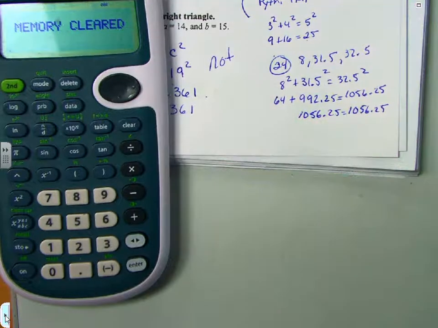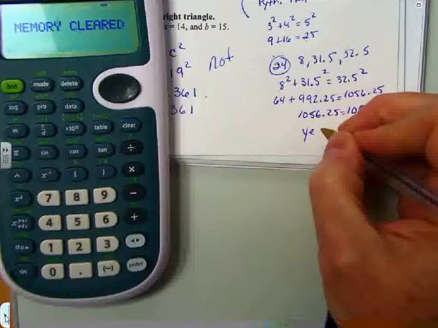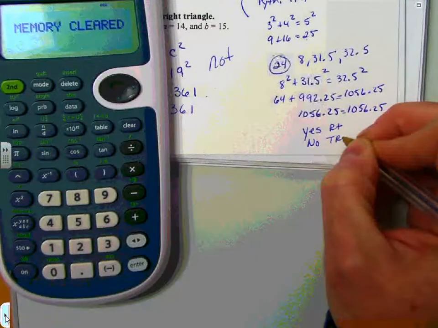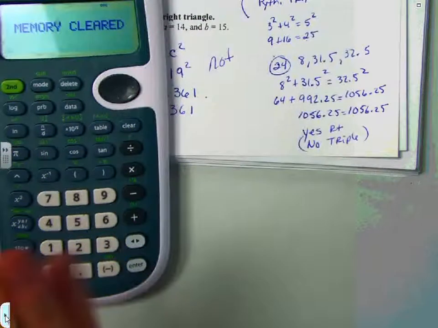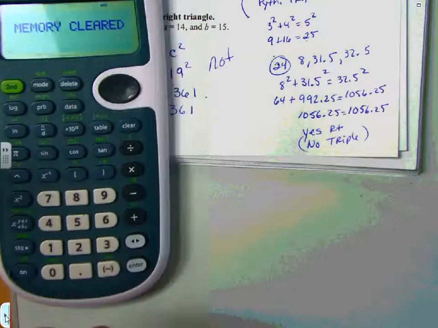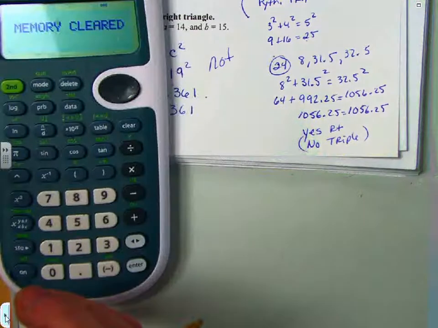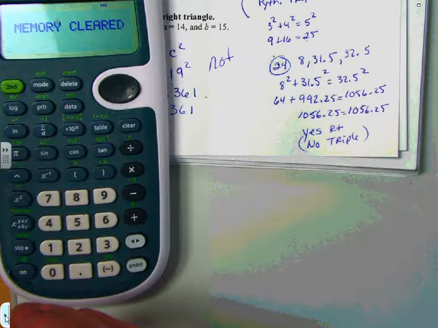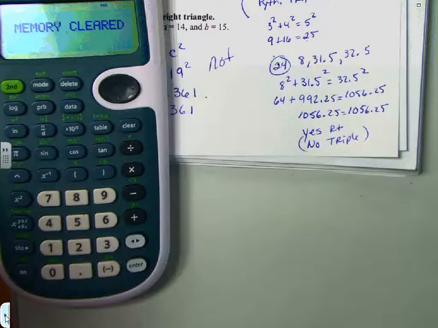All right. So is this a right triangle? Yes. But was this right triangle composed of whole numbers, counting numbers? No. So yes, it is a right triangle, but no to the triple. It has decimals. It won't be radicals, things that are irrational. If it works, that's fine. If it works, it's fine, okay? So that's kind of the main thing on that one, okay?